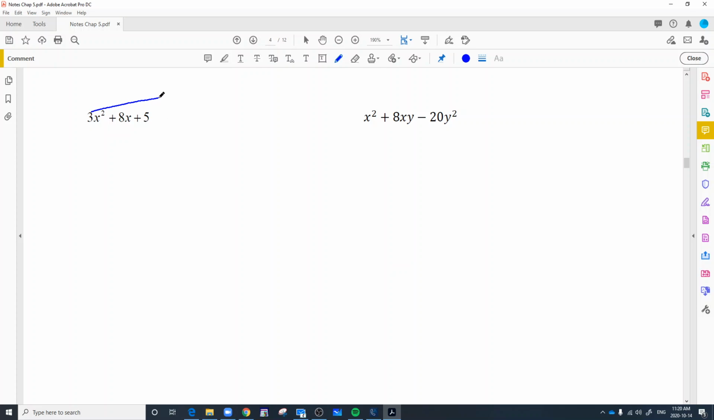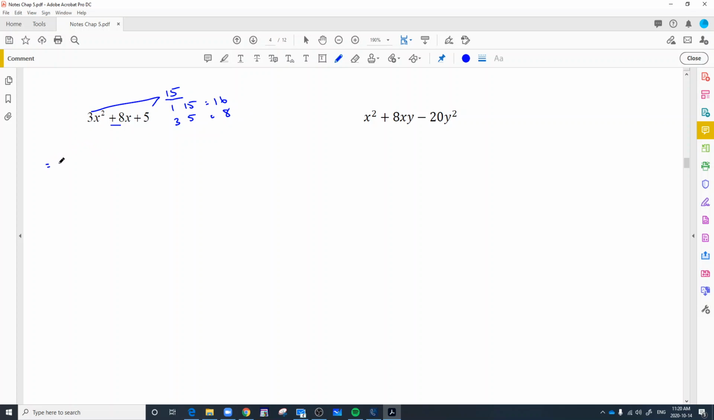First step, multiply a by c and you get 15. So I'm looking for numbers that multiply to give me 15 and add to give me 8. So I've got 1 and 15, but that gives me 16. Negative 1 and negative 15 are going to give me negative 16, so I won't try it. Then I'm going to try 3 and 5. 3 times 5 is 15. 3 plus 5 is 8.